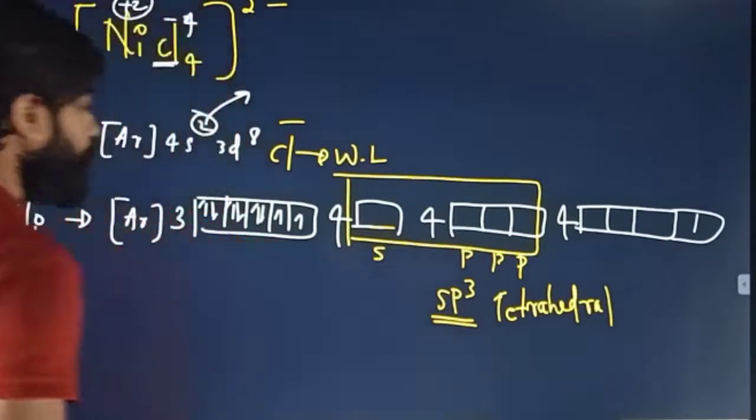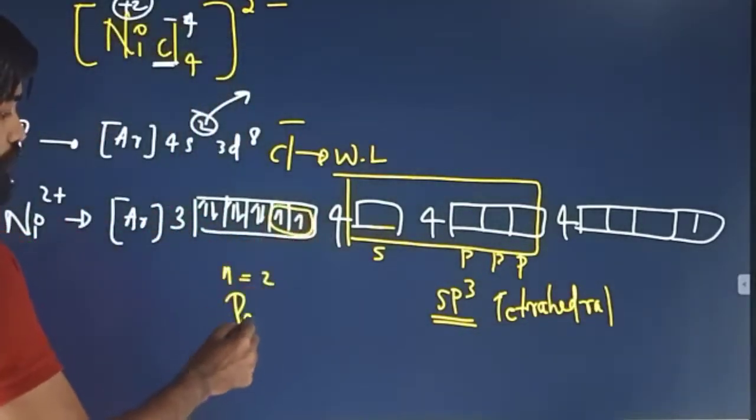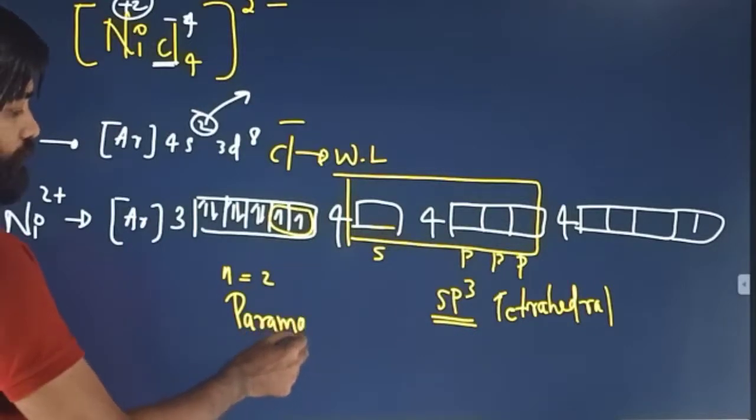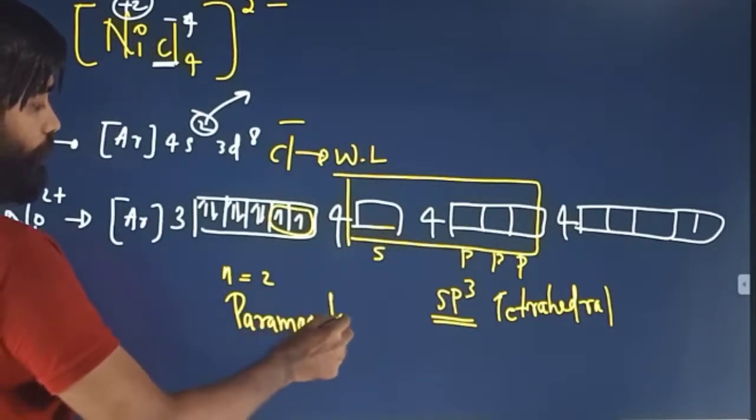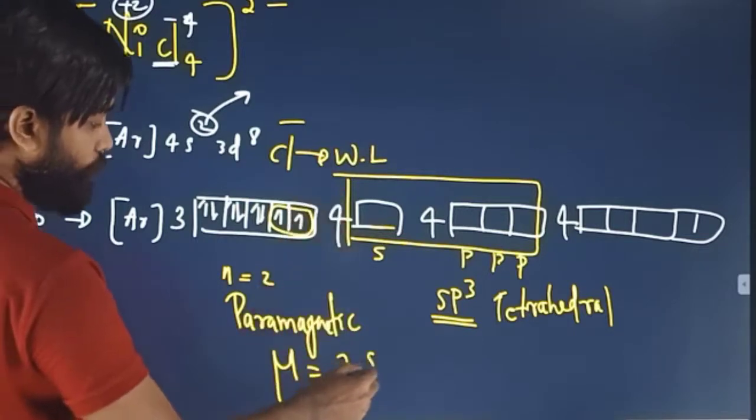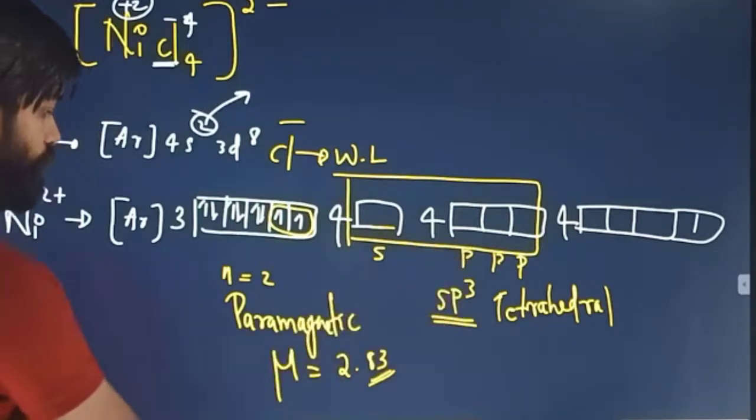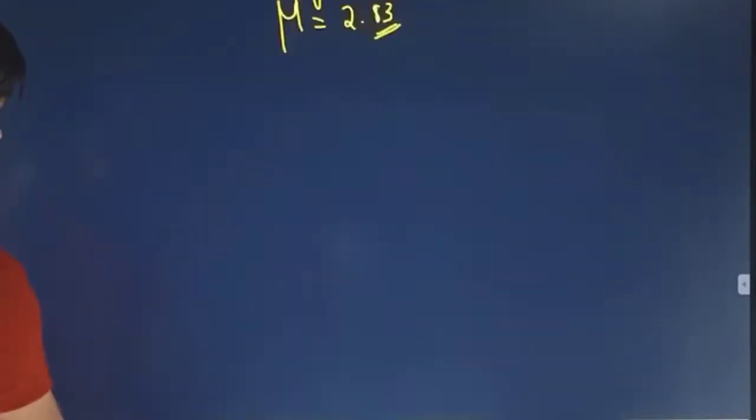Ready? Since there are 2 unpaired electrons, n is 2, the molecule is paramagnetic, and the Bohr magneton, if n is 2, is 2.83. Magnetic moment is 2.83. And fine, that's all. So what about the next?